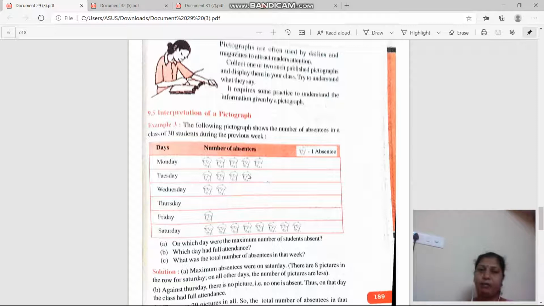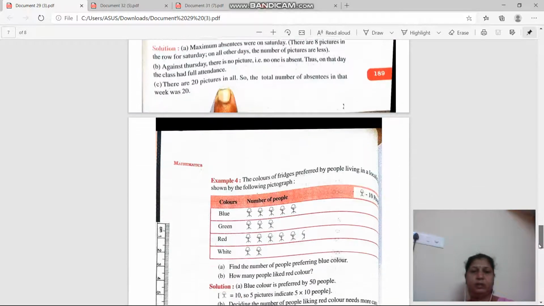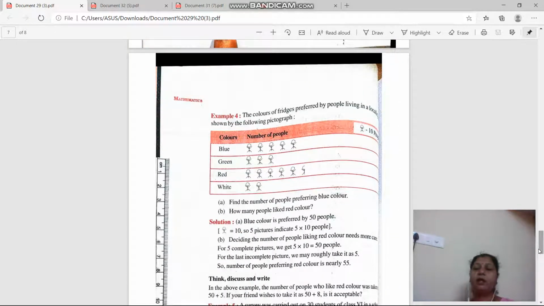What was the total number of absentees in that week? So we have to add these numbers. Let's add: 1 2 3 4 5 6 7 8 9 10 11 12 13 14 15 16 17 18 19 and 20. Get it? Next. So by calculating, okay, fine.